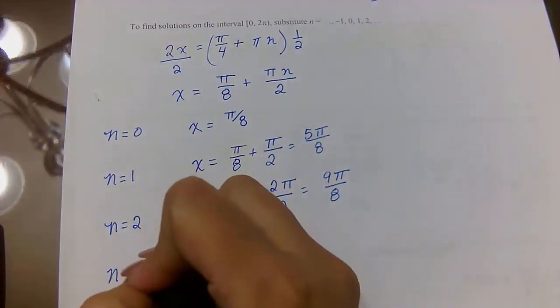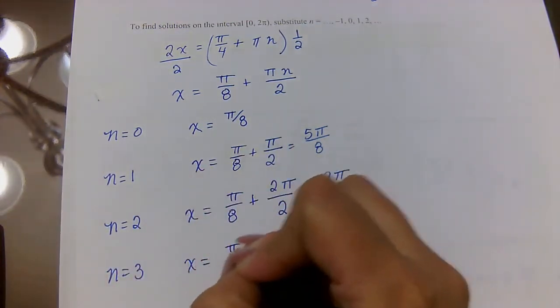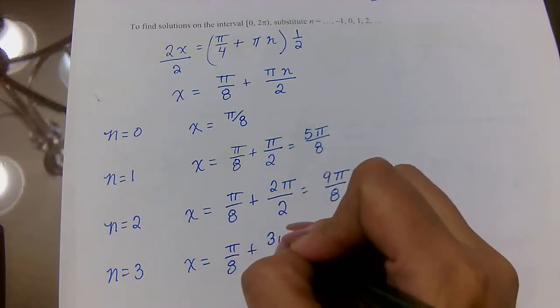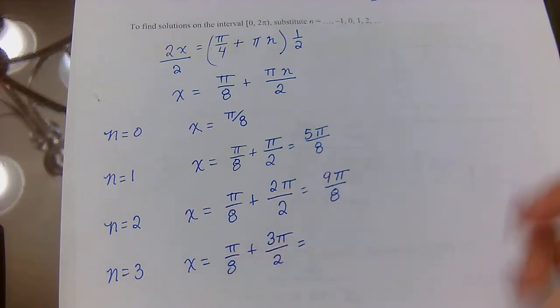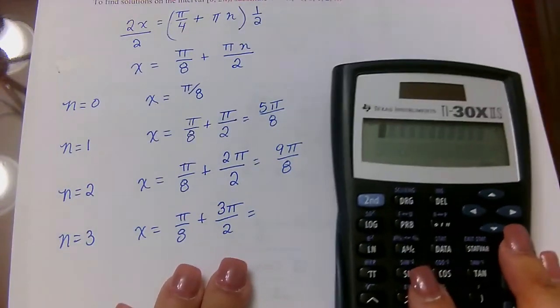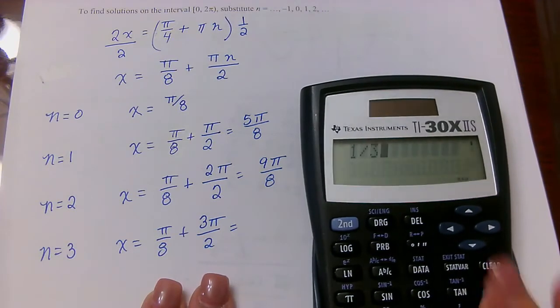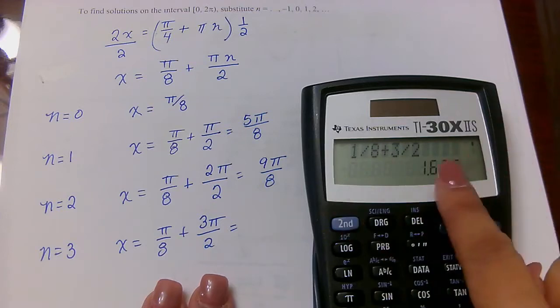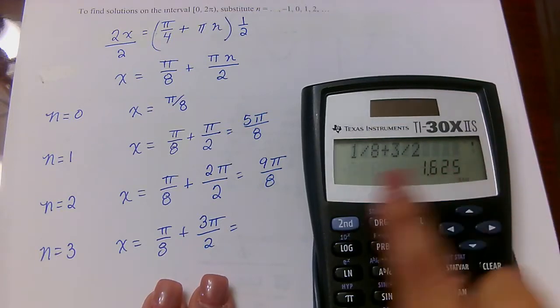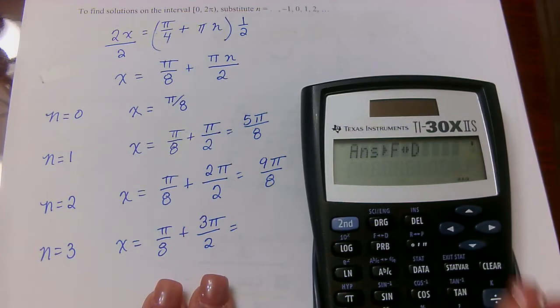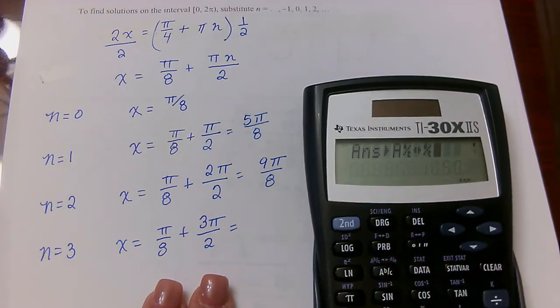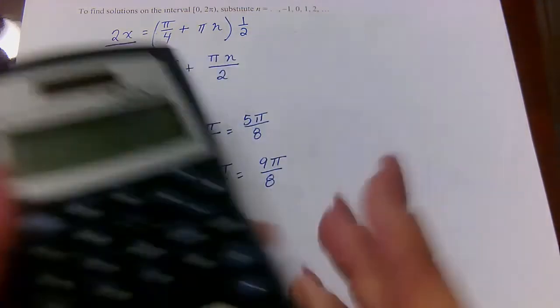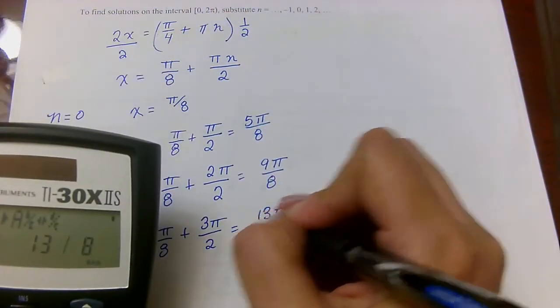N is equal to 3. We get x is equal to pi over 8 plus 3 pi over 2. Use the calculator to determine what that fraction would be. I'm going to go ahead and do that here. 1/8 plus 3 halves. Notice that that's still between 0 and 2, so I'm going to go ahead and convert this one. Second PRB, and I'm going to get 13 pi over 8. Okay, we're going to keep going.